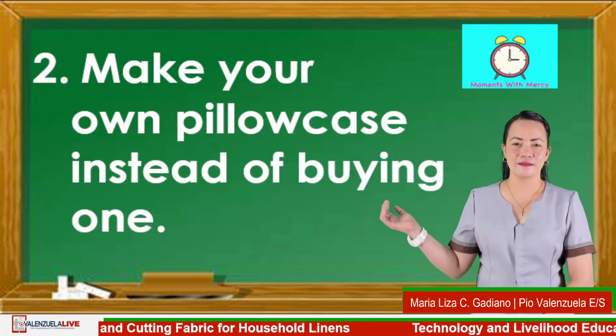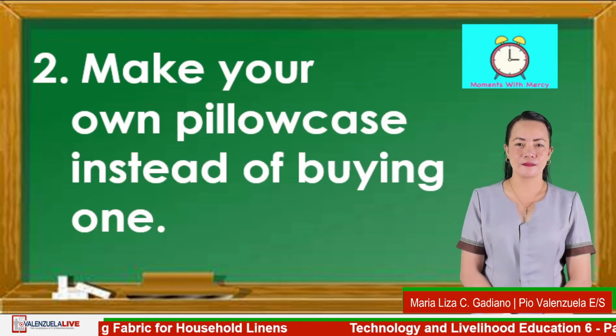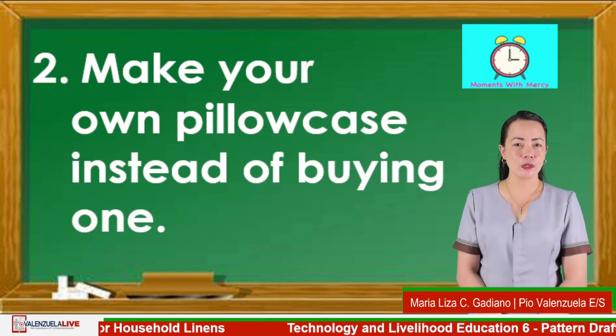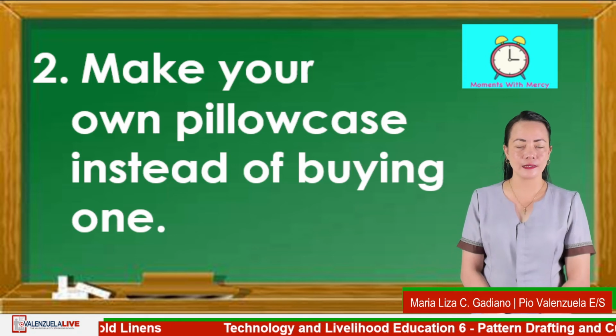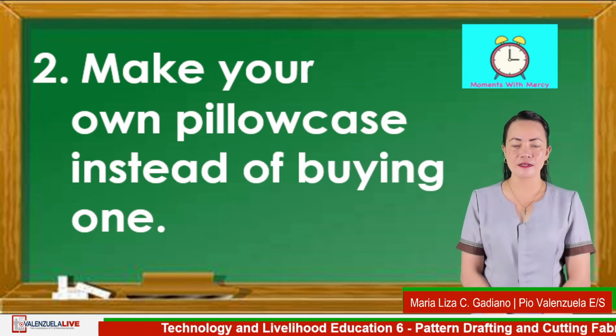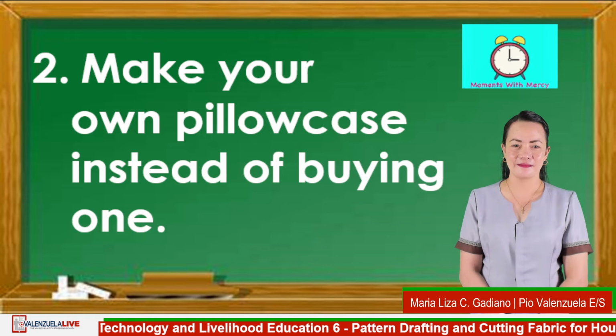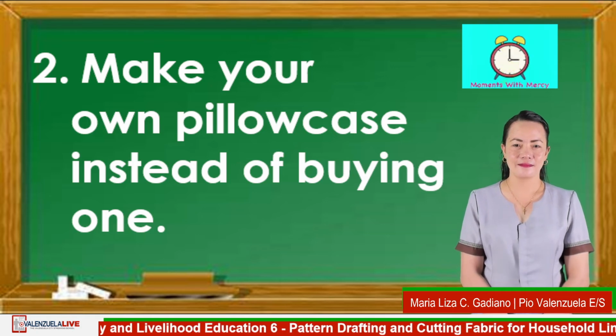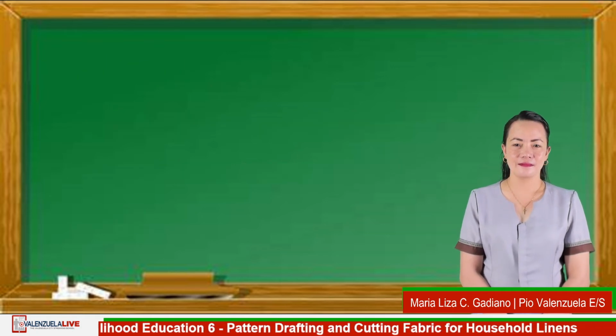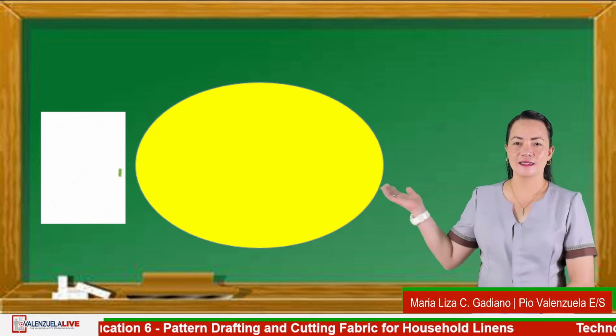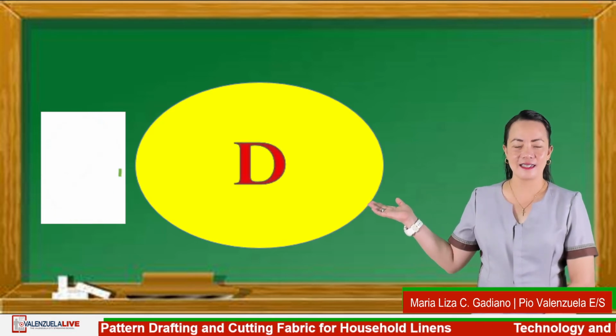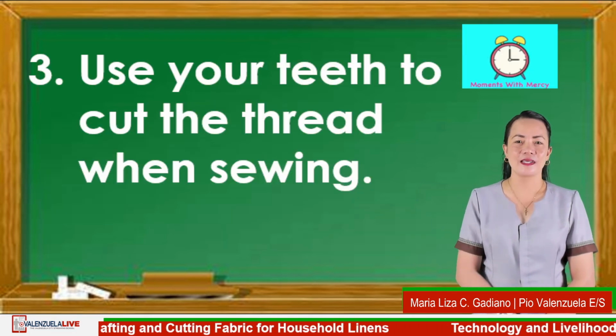Number 2. Make your own pillowcase instead of buying one. Your 5 seconds timer starts now. The answer is D, desirable.